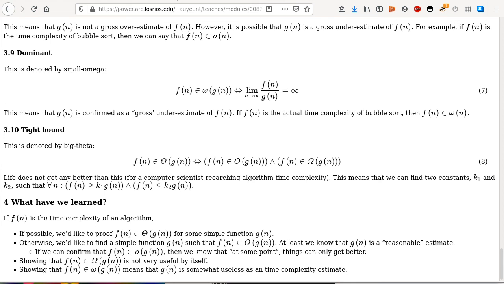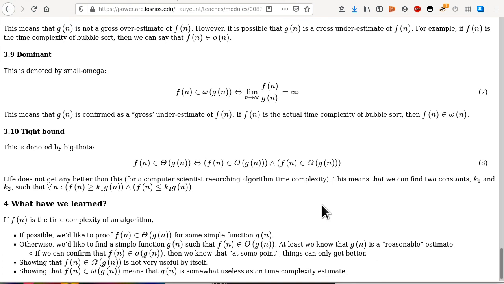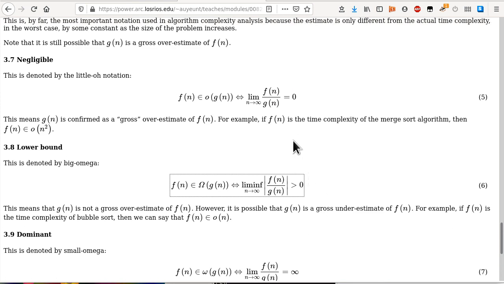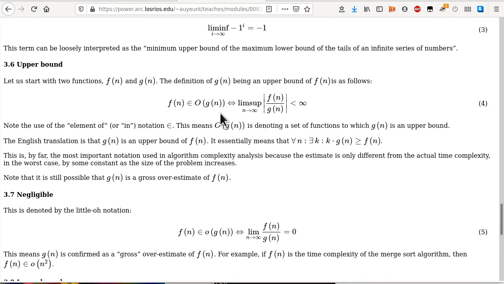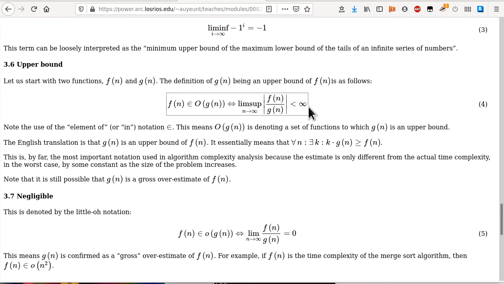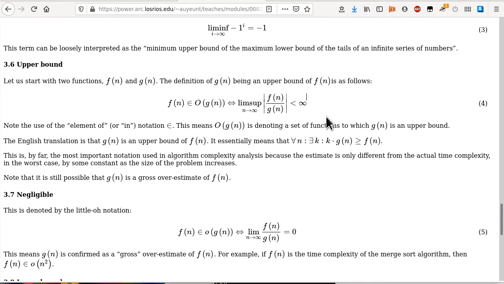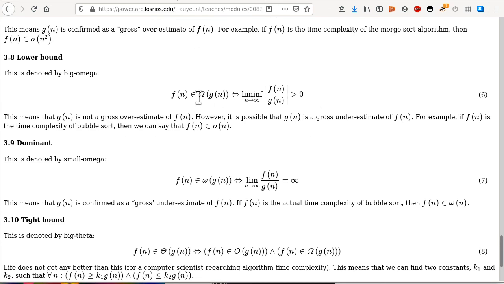So a tight bound is both an upper bound and a lower bound. So if g of n is a tight bound, then it would meet the requirements of the big O, which is up here. It would meet this requirement, but it would also meet the requirement of a lower bound, which is this requirement here. It will simultaneously meet both requirements.